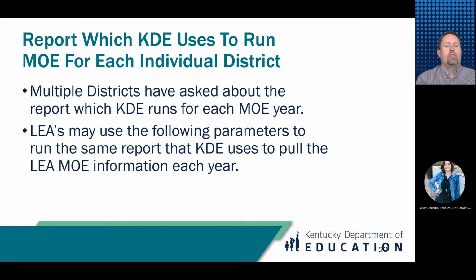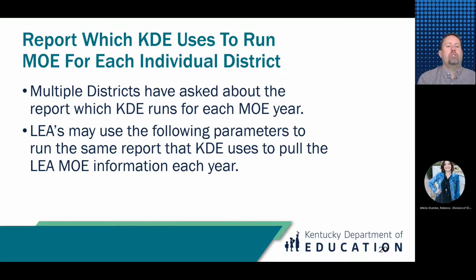As far as the report that we use to run MOE for each individual district, several districts have asked what report KDE runs. I'll also specify that our specific office, OSIL, does not use Munis. We don't have Munis access. When I go into districts and work with them, that's when I see Munis. As far as Munis goes at KDE, there's an area at KDE that runs a specific report each year, and then they give us all those numbers, as I alluded to earlier. And when we get the numbers, we populate each of your individual spreadsheets.